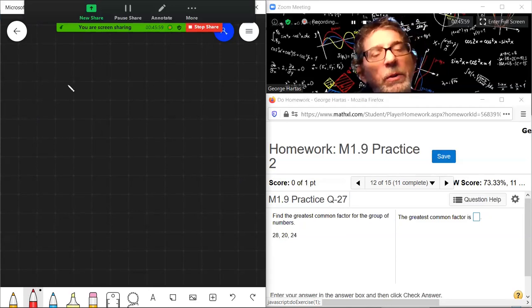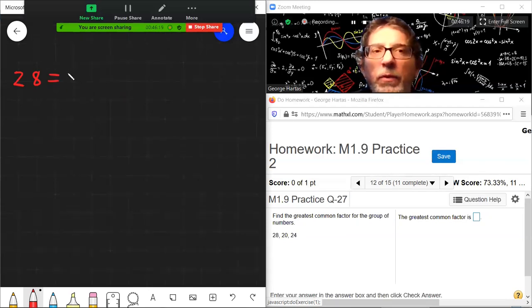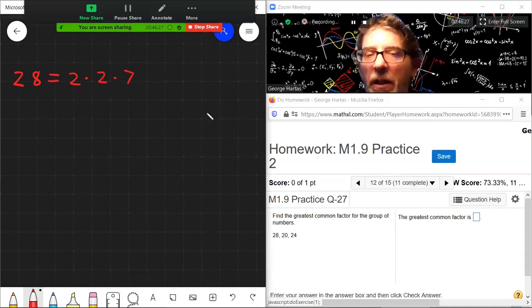Another way you can do this is to use the factor tree, and that's fine. But these numbers are on the small side. So you know what I'm going to do instead? I'm going to use my knowledge of the multiplication table and break this down into prime numbers. 28 is the same as 2 times 14. 14 is the same as 2 times 7. Done. These are all primes.